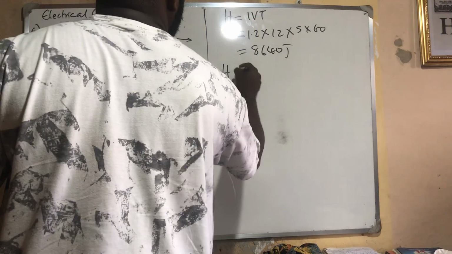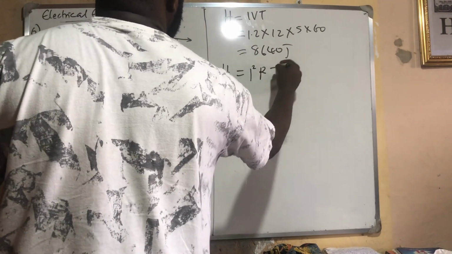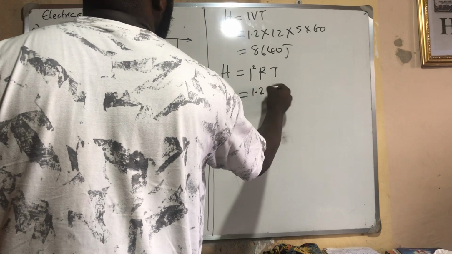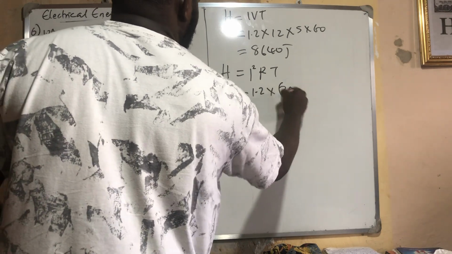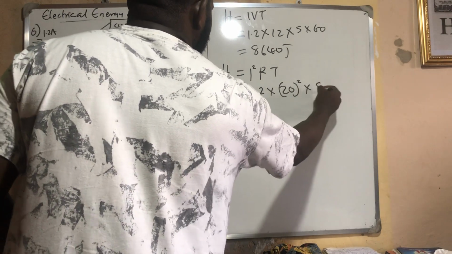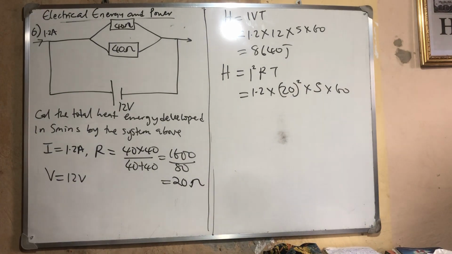I have that H is equal to I squared RT, which is 1.2 times my R, 20, all squared times my time, 5 times 60. Are we going to get the same answer? That's the problem.